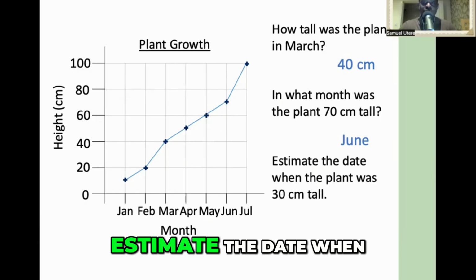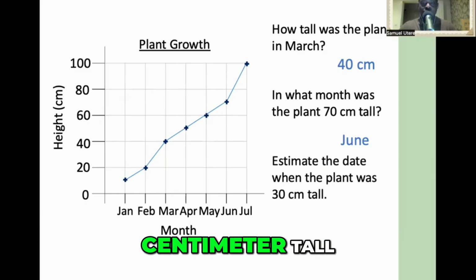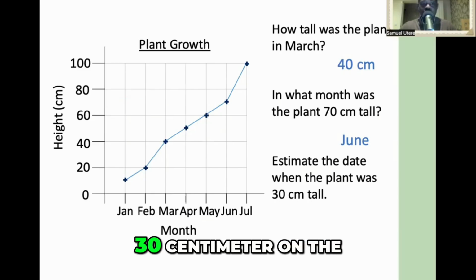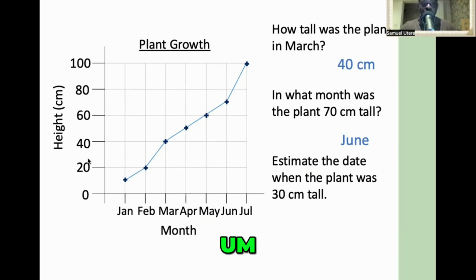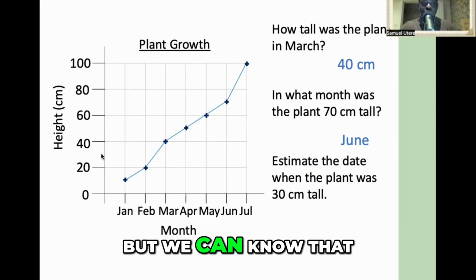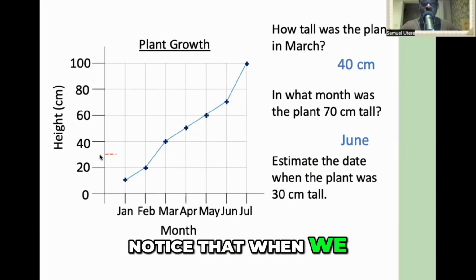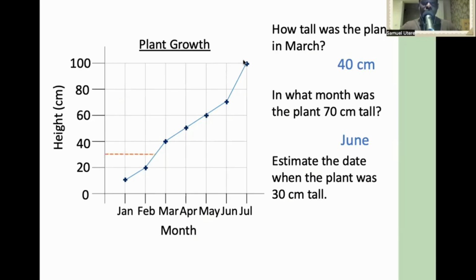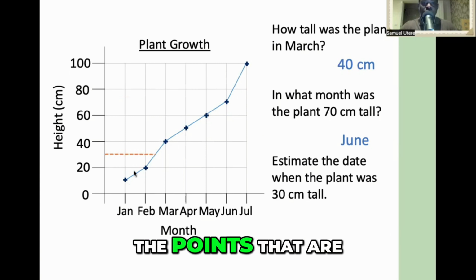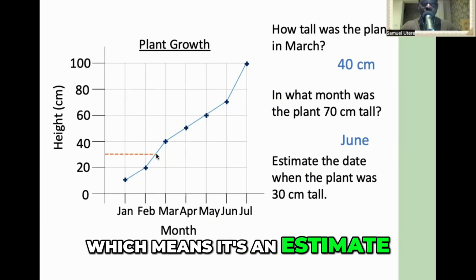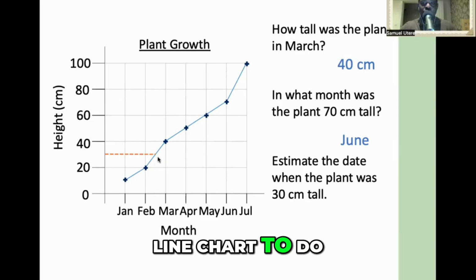Next, we ask, estimate the date when the plant was 30 centimeters tall. Well, we're not given 30 centimeters on the vertical axis, but we can estimate that it's actually half. Now, notice that when we trace it, it doesn't match with any of the points that are plotted on the line chart, which means it's an estimate. So we're using the line chart to do an estimate.